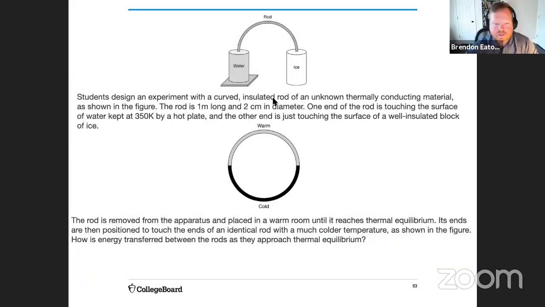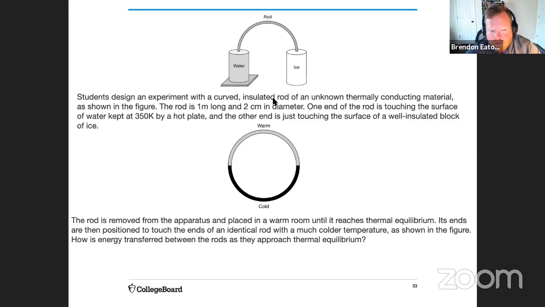All right, and here's our second question. A student designs an experiment with a curved insulated rod of unknown thermally conducting material as shown in the figure. There's some data about the rod itself, and it says that one end of the rod is touching the surface of water kept at 350 Kelvin by a hot plate, and the other end is just touching the surface of a well-insulated block of ice. So this rod is connecting these two substances.